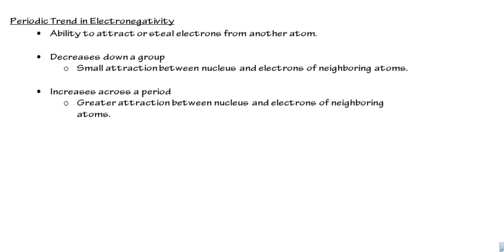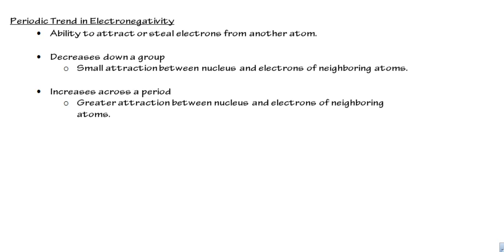Last couple trends that we'll look at are electronegativity, which is something that, again, you should be obsessed with. Electronegativity explains lots of properties of atoms. It explains properties of bonds that we're going to look at in the next chapter. Electronegativity is the ability to attract and steal electrons from another atom.